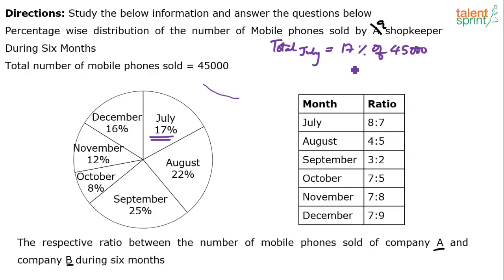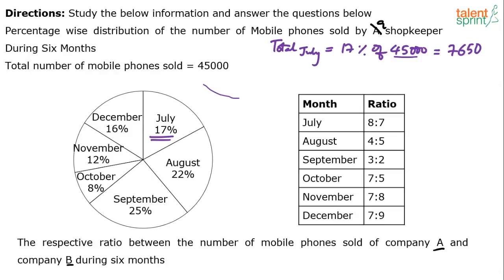How do you calculate 17%? I'll say 17% is 20% minus 3%. 10% of 45,000 is 4,500, so 20% will be 9,000. 1% is 450, so 3% will be 1,350. So 9,000 minus 1,350 will be 7,650. So the total number of mobile phones sold in July is 7,650. Right? 20% minus 3%, 9,000 minus 1,350.